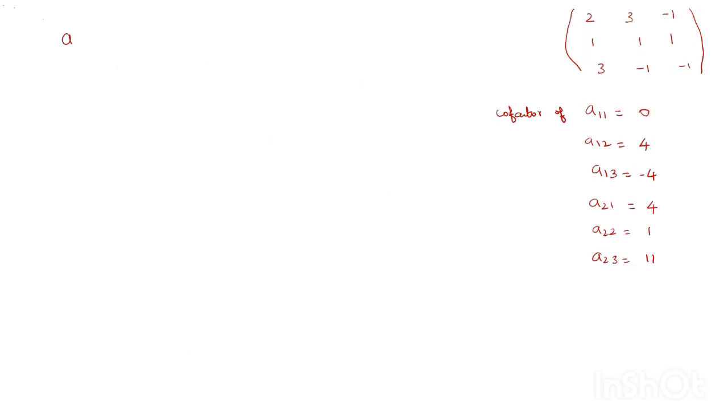The cofactor of A31 equal to the positive of the minor matrix of A31. The minor matrix of A31 is, we simply remove the third row and the first column. So you can get 3, negative 1, 1, 1. So 3 times 1, you can get 3. And 1 times negative 1 is negative 1. Negative into negative is positive. So once again, you can get 4.